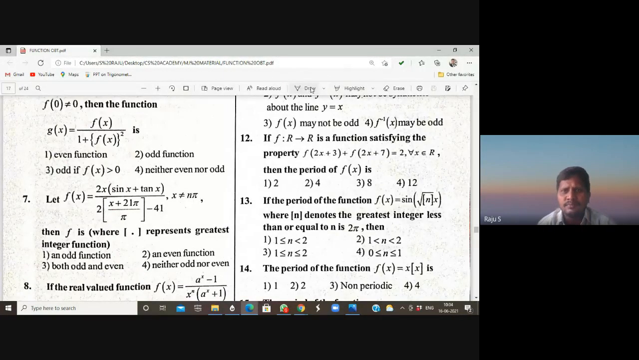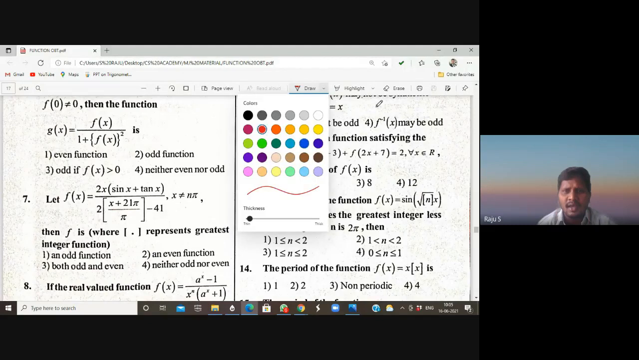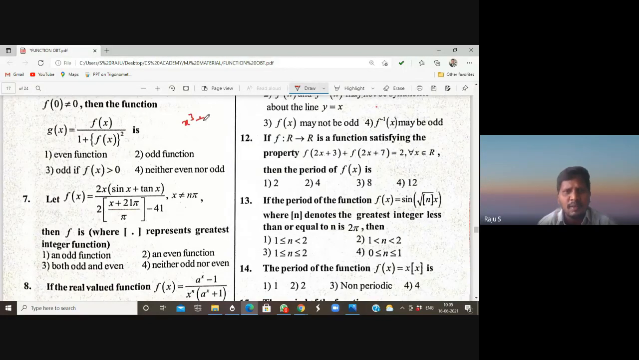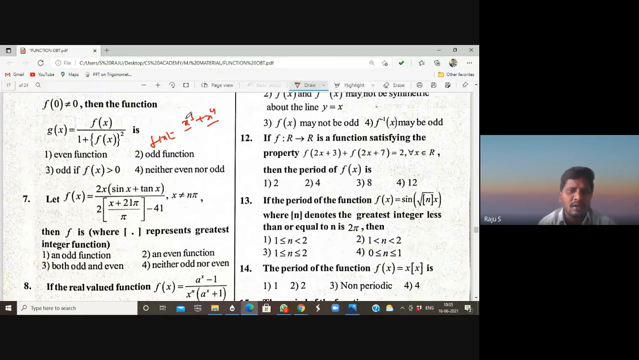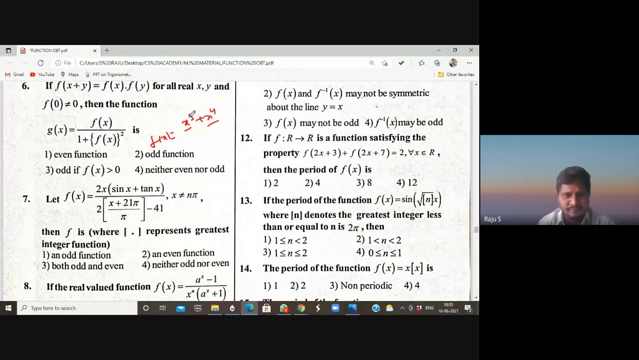Example for neither odd nor even: x cube plus x power 4. x cube is an odd function. x power 4 is an even function. If I take a function like this, it is neither odd nor even.